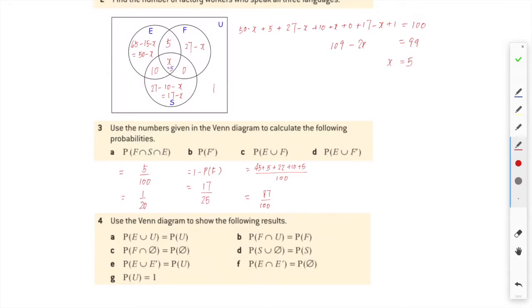And then what do we have here? We have P of E or F prime, so anywhere not in F or E. So this is 1 minus everybody who speaks French. Okay. And then we also include the region for people who do speak English, because remember, or means more forgiving. So 27 minus 5 over 100. Okay, so 39 out of 50.